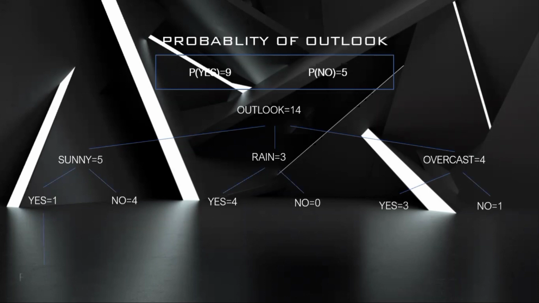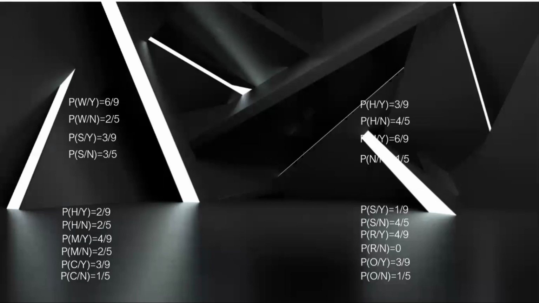If I check the probability of sunny that I can play cricket is 1:9, and I cannot play cricket is 4:5. And probability that I can play cricket with rain is 4:9, I cannot is 0. Okay. And speaking about overcast, I can play cricket is 3:9, I cannot play is 1:5.